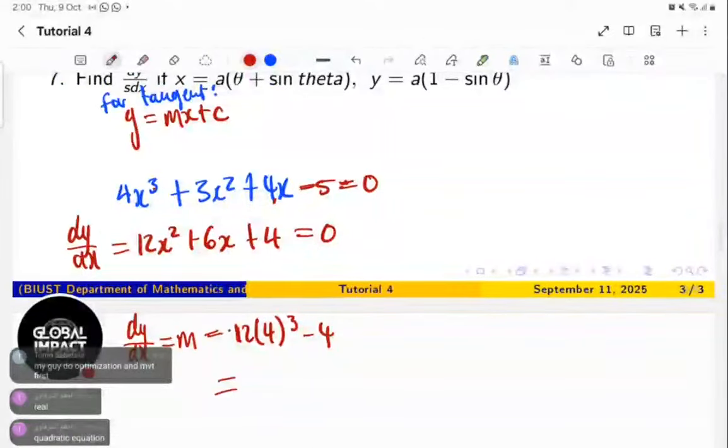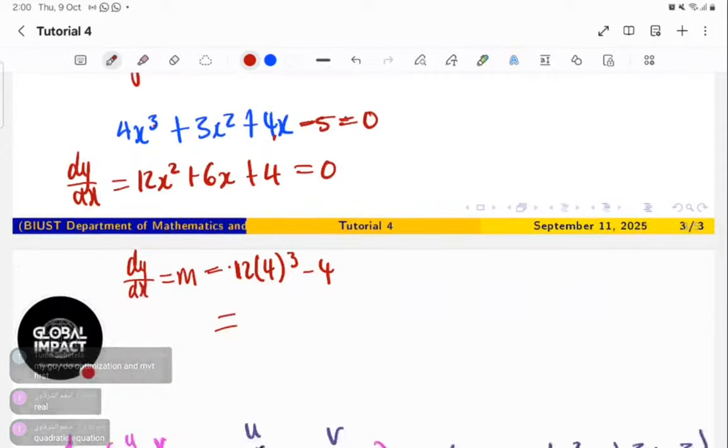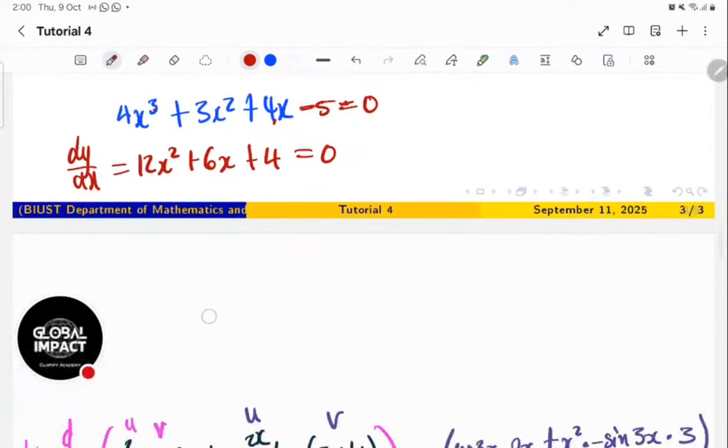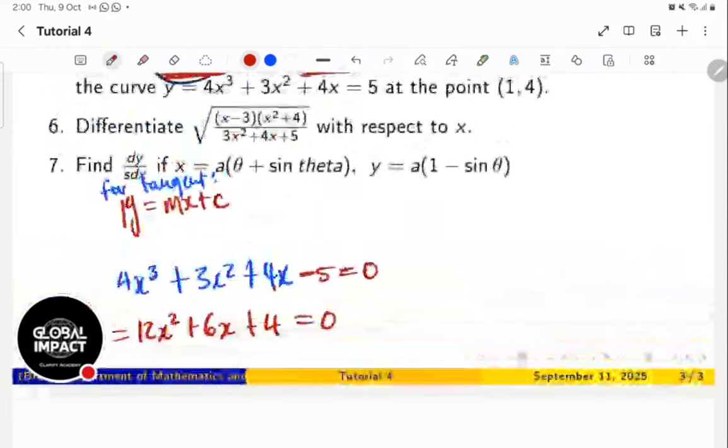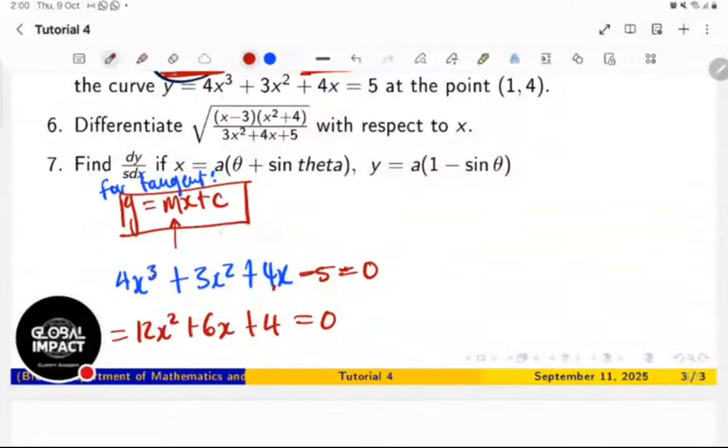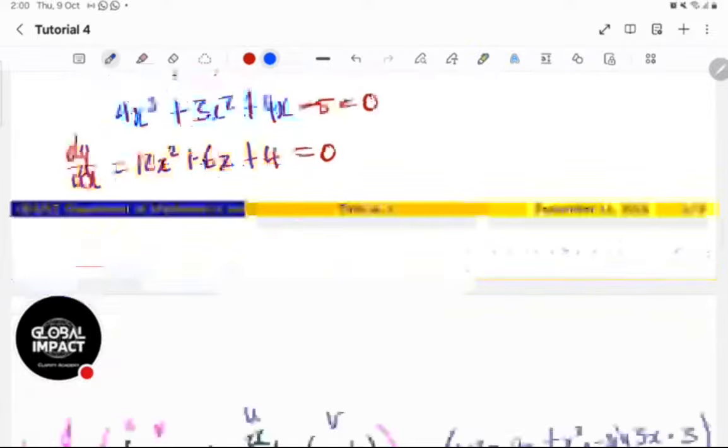What do you need? You have dy/dx equal to this. You need the equation of the tangent. And to find the equation of the tangent, you need two things, m and c. How do you find m? Why are you learning about this now? Because you can find m using differentiation.